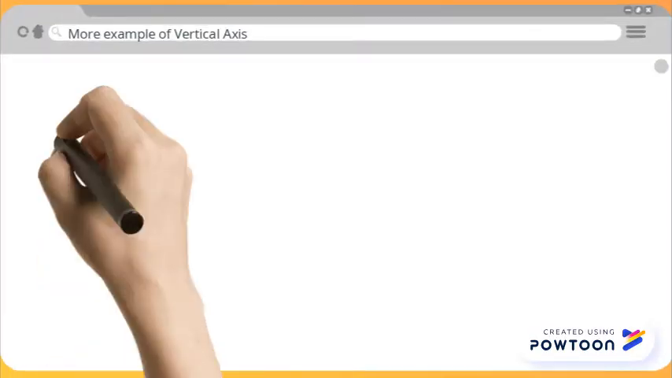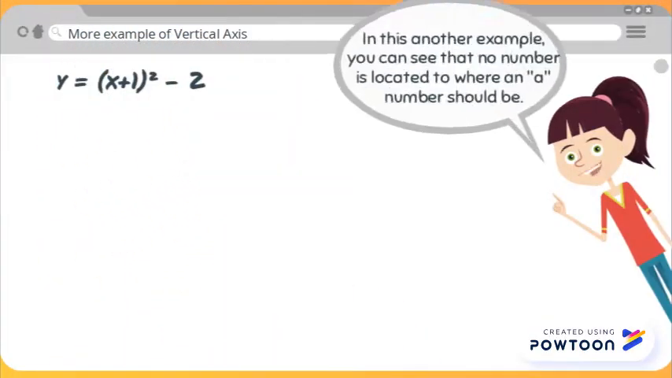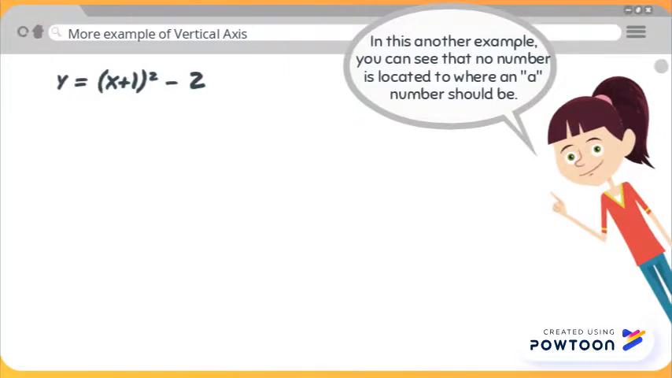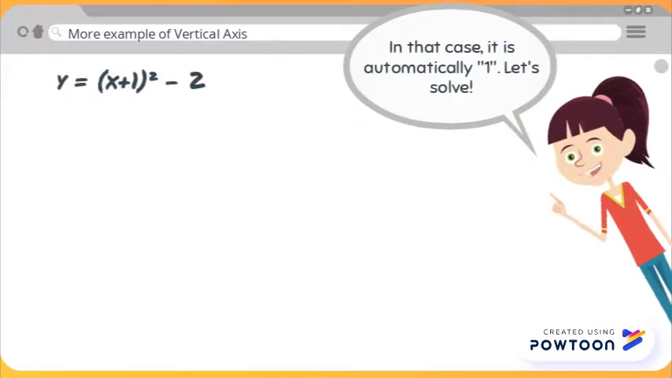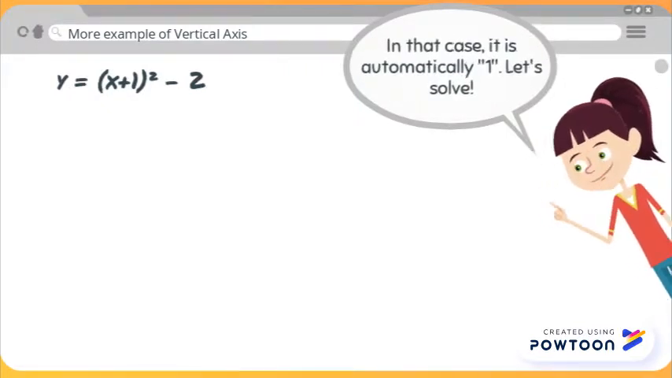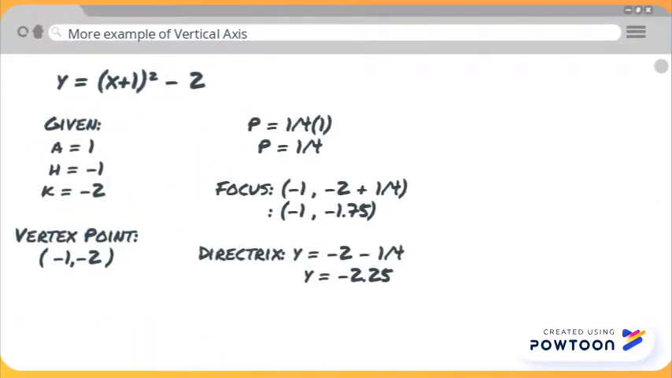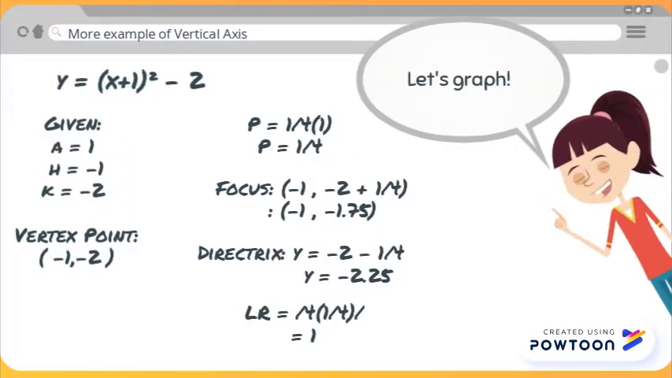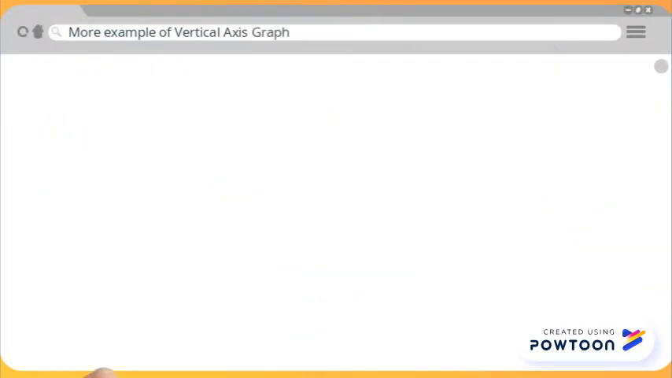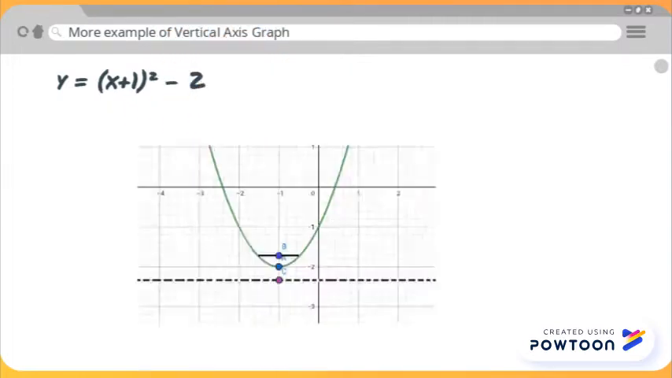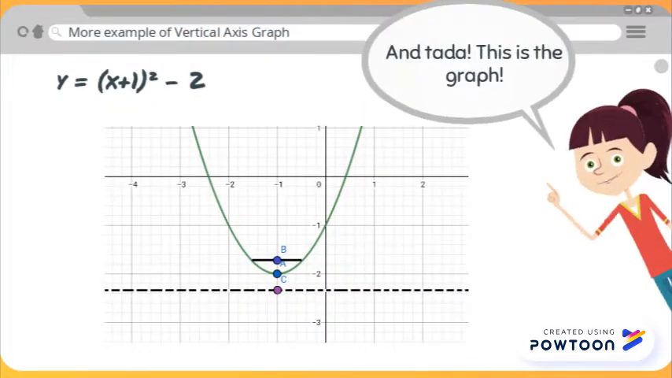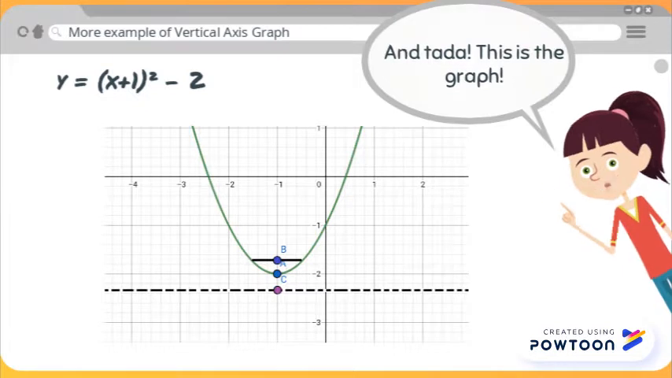This is another example. You can see that no number is located where an A number should be. In that case, it is automatically 1. Let's solve. Let's graph. And ta-da! This is the graph.